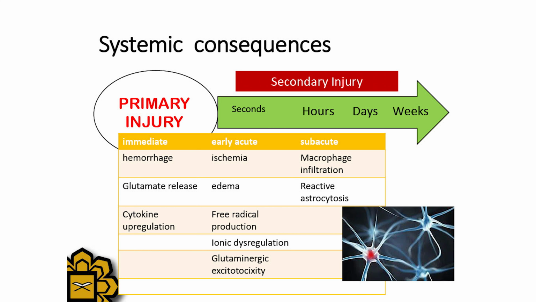Okay, so you look at this diagram. You see your primary injury and your secondary injury. You can see immediate, acute, early acute, and subacute. You can see hemorrhage. In early acute, you can see ischemia, and then later in subacute, you can see macrophage infiltration. So this occurs at the cell level. So this is reversible, depending on how you see the patient, and that will cause effects later.